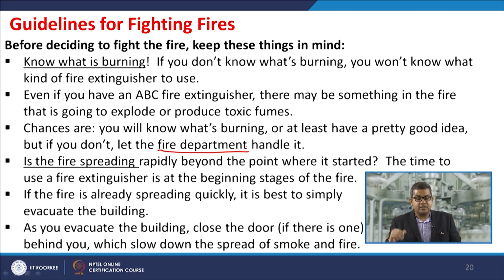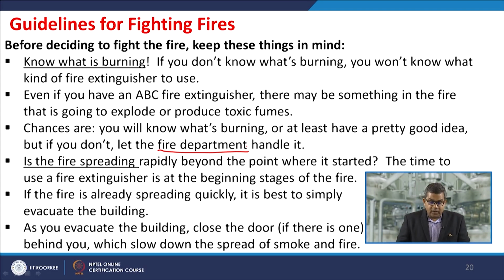Now, is the fire spreading rapidly beyond the point where it started? You must know. The time to use a fire extinguisher is at the beginning stage of the fire, because, as we studied in the previous module as well as in this module, fire extinguishers are used for small fires. If it is beyond control, then definitely you need to call the fire department or fire brigade, because they are seasoned to handle such situations.